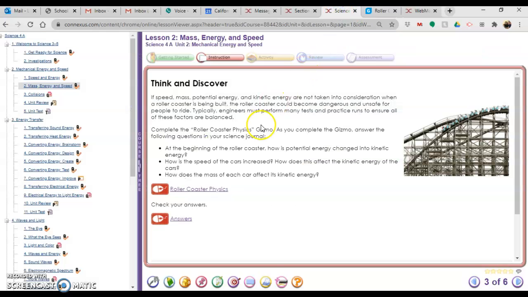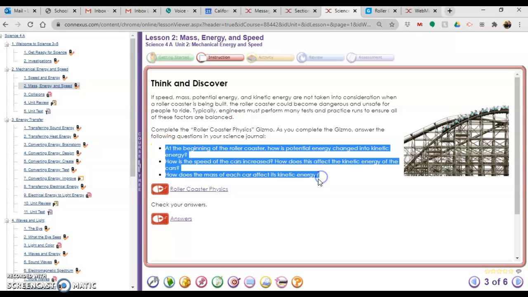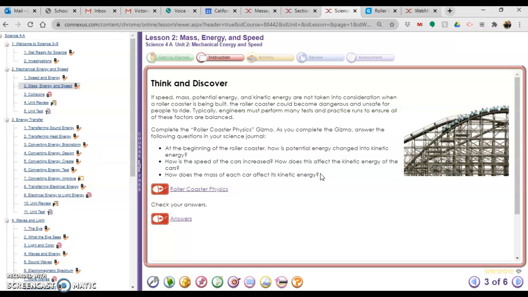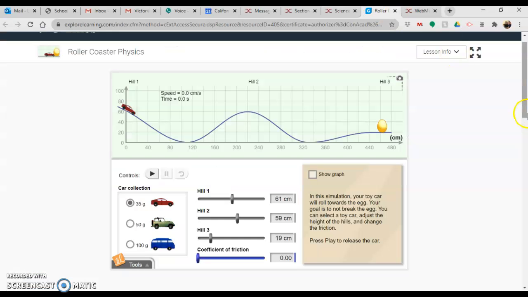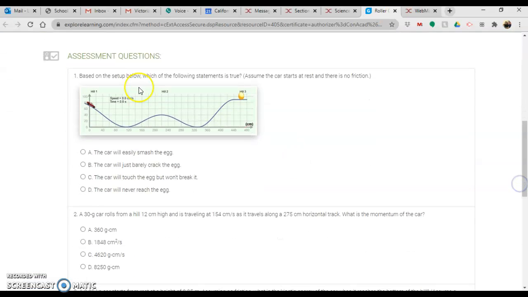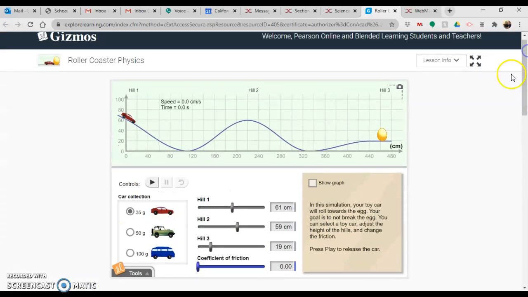They can start over and recreate all the different little hills and steepness and speed and everything else. But when it comes time to discussing the questions, it's not the questions underneath the gizmo. It's just these questions right here. That's all. And they can be noted down in their science journal, or they can be verbally discussed between you and the student, and that's fine. But please don't think that they have to answer these questions down here. These questions down here are not part of the lesson, and I apologize because the lesson didn't clarify that well.